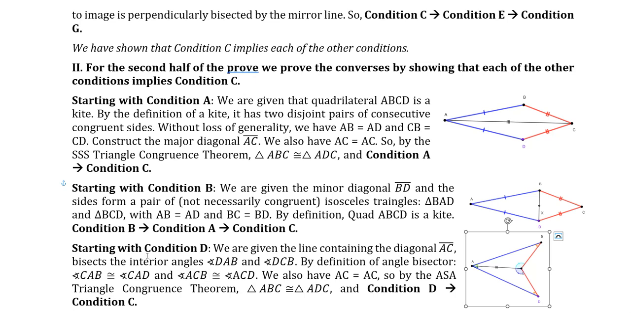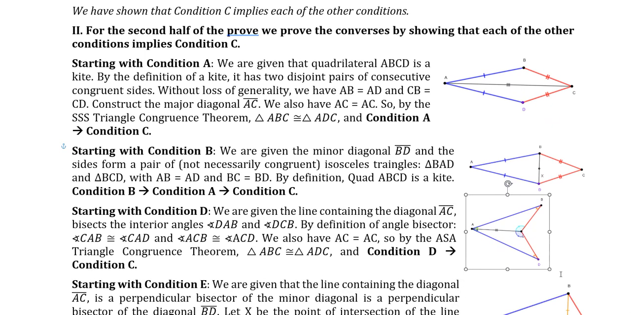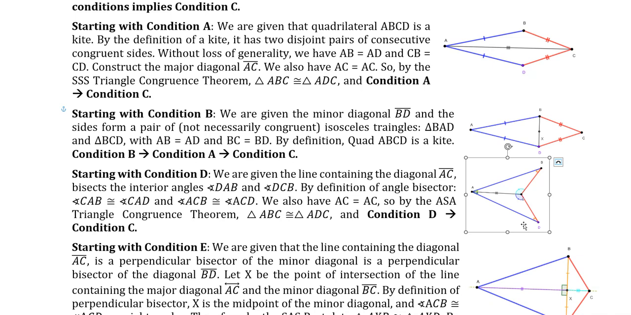All right, how about D? Starting with condition D. What's condition D? We're given a line containing a diagonal AC bisects the interior angles. So we're bisecting these angles right here on both ends. I guess technically you're bisecting the angle on the outside here, but you can get from that to bisecting the one inside. So these two are congruent as well.